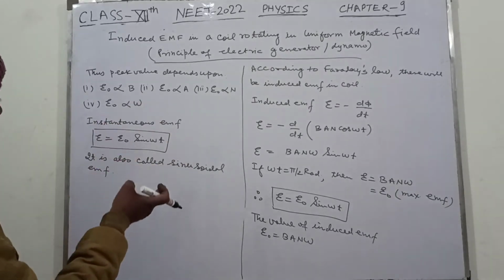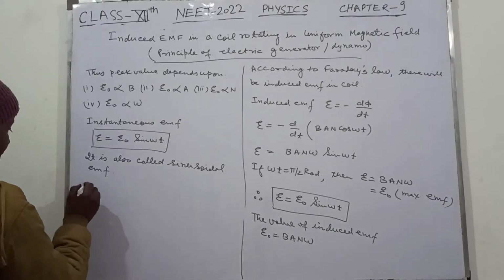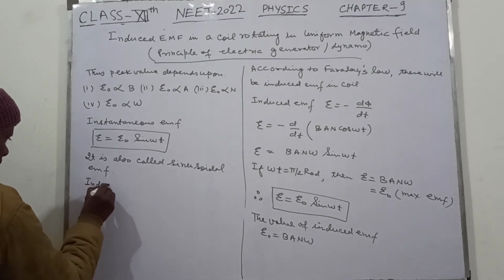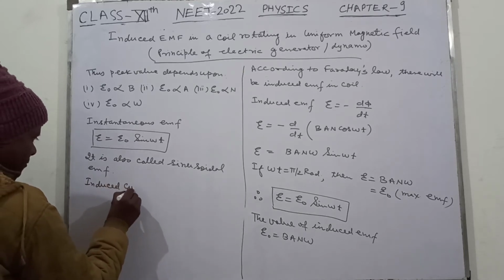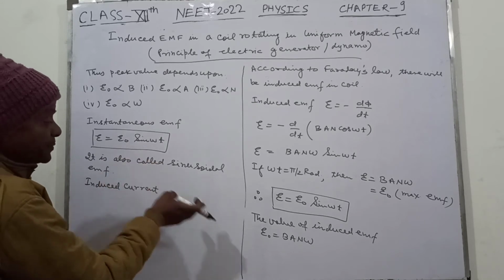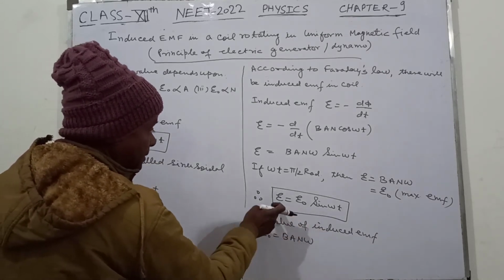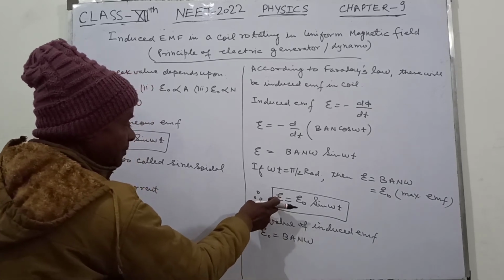So suppose R is the resistance of the coil, then we can find the induced current. The peak value never becomes 0 because here we have no such term, and this E may be 0.